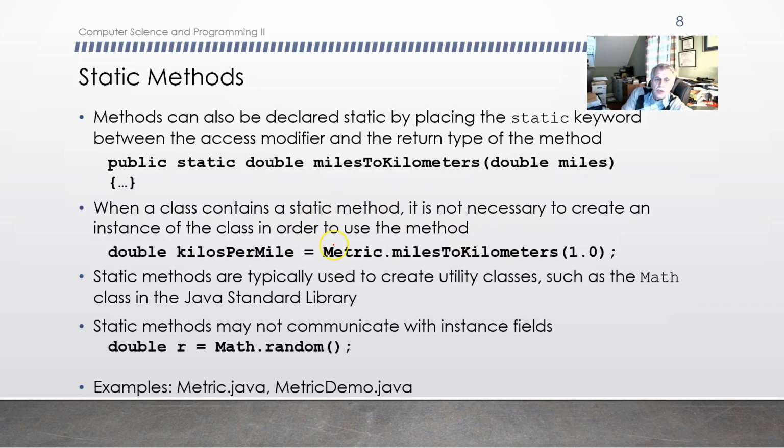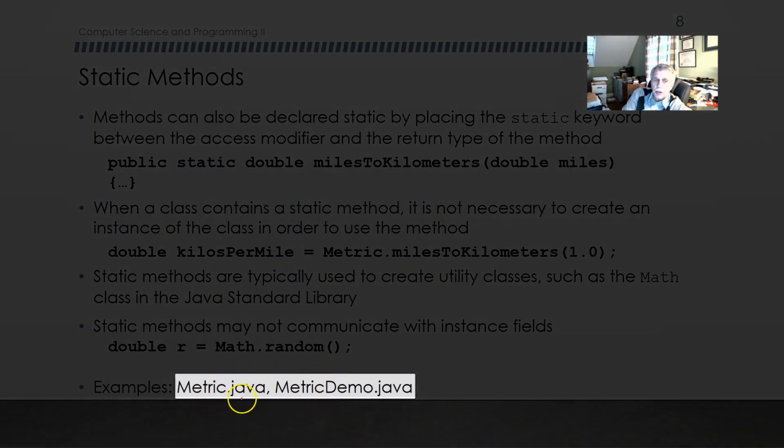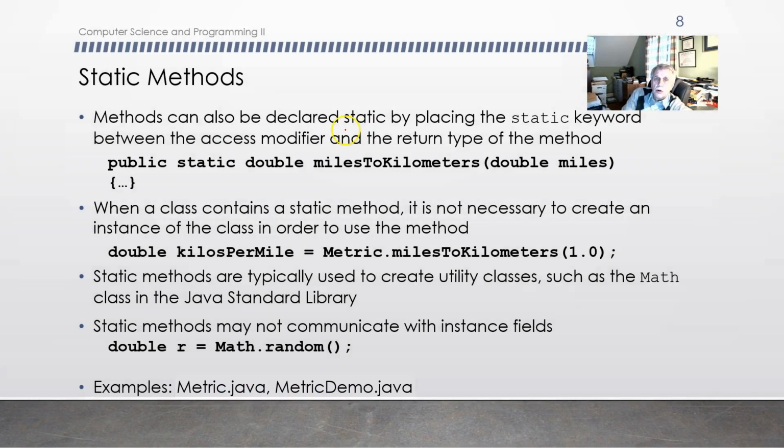Okay, here we have static methods discussed, and they're going to be illustrated in a couple of examples that I mentioned at the bottom of the display here, metric.java and metricdemo.java. The methods can be declared static just as we would declare the variables as static. Simply use the static keyword, which is exactly what we did here. So we say public static double, that's the return type, the name of the method, in this case miles to kilometers, and then the argument, and then the body of the code, whatever that would be.